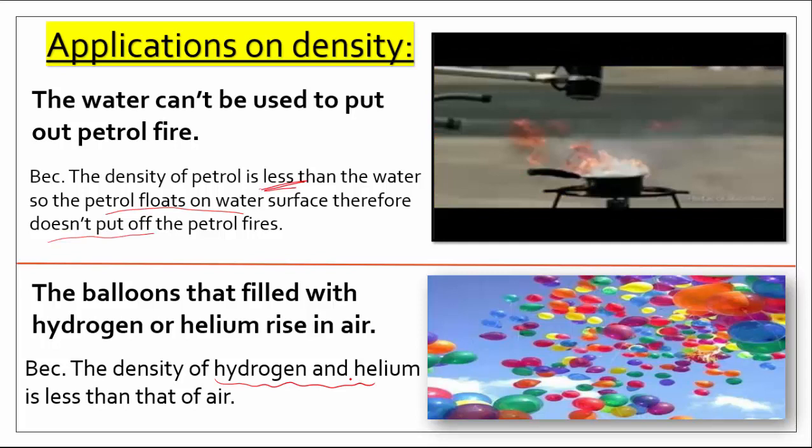Now we've finished two of the properties of matter, which are number 1, color, taste and smell, and number 2, density. Next video, inshallah, we'll continue the rest of the properties.